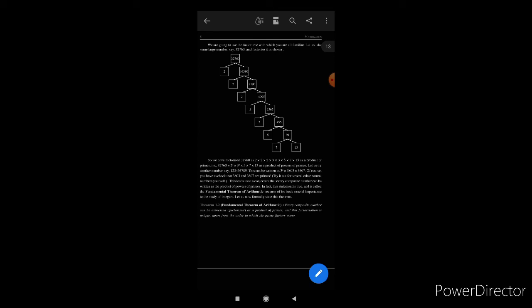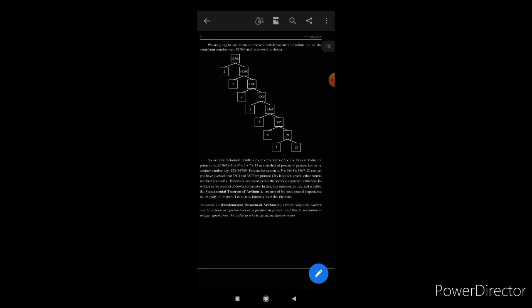This can be written as 3 square into 3803 into 3607. Of course, you have to check that 3803 and 3607 are prime. Try it for several other natural numbers yourself. This leads us to conjecture that every composite number can be written as a product of powers of primes.